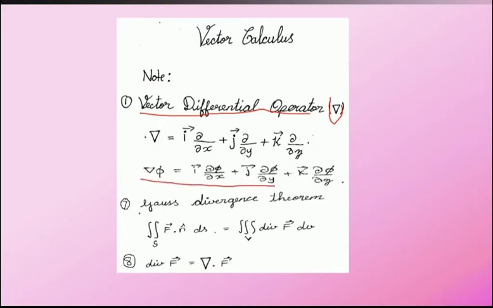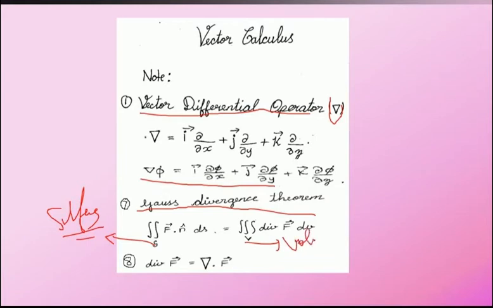Now we want to prove the Gauss Divergence Theorem. The formula is: double integral over S of f vector dot n cap dS is equal to triple integral over V of divergence f vector dV. Here S refers to the surface of a cube or an object, and V refers to the volume of the object or cube. Divergence f vector can also be written as del dot f vector.